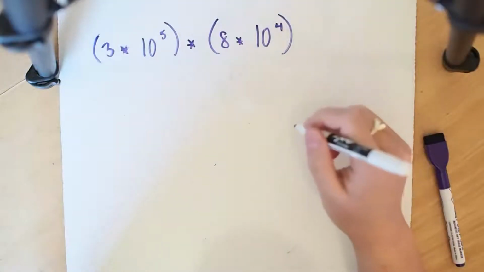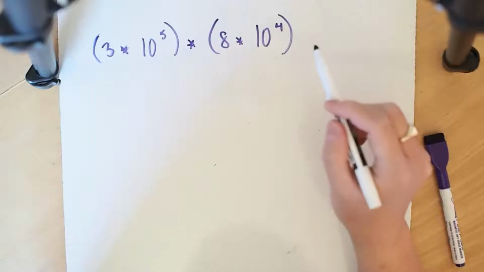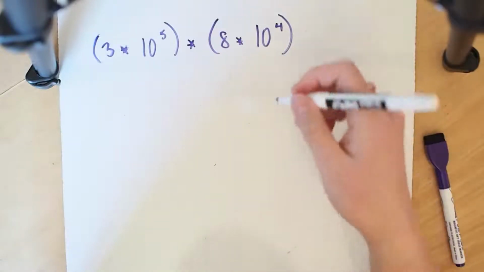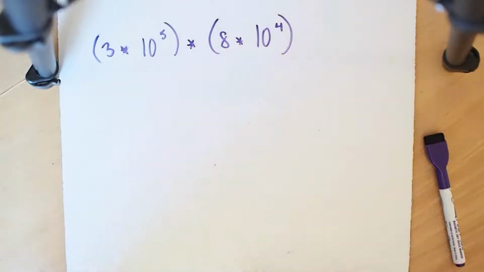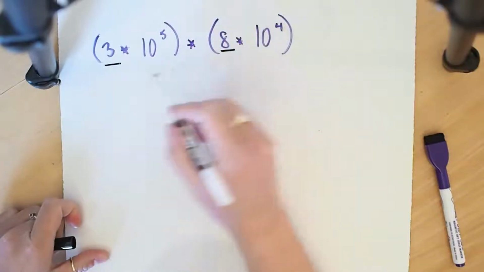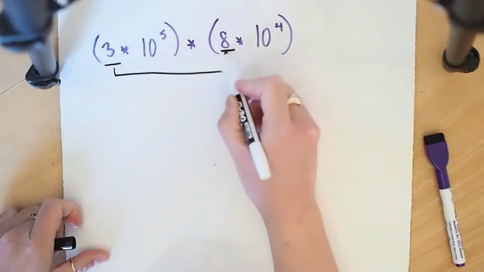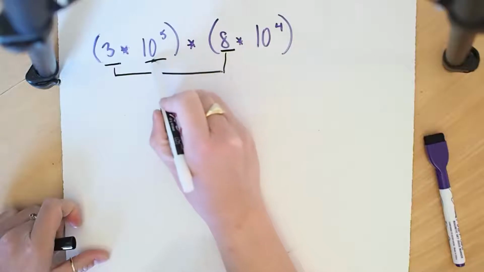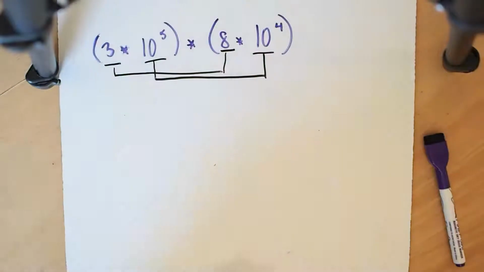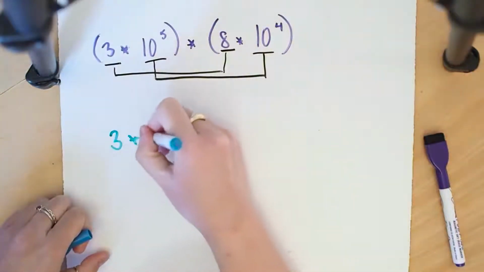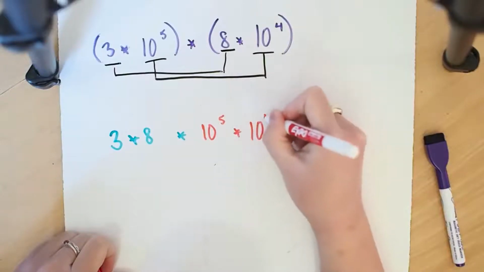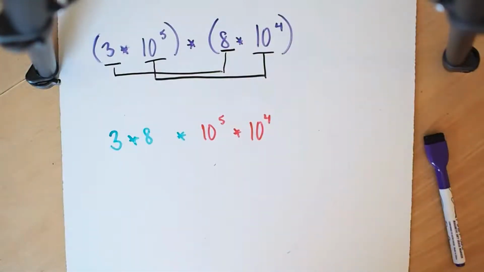If we remember the commutative property of multiplication, if things are all being multiplied, we can rearrange them however we like. What that means is we're going to take the normal numbers and rearrange them so that they're next to each other, and rearrange so that the 10 to the exponents are also next to each other. We rewrite it as 3 times 8 times 10 to the 5th times 10 to the 4th. This makes it a little bit easier to understand what's going on here.